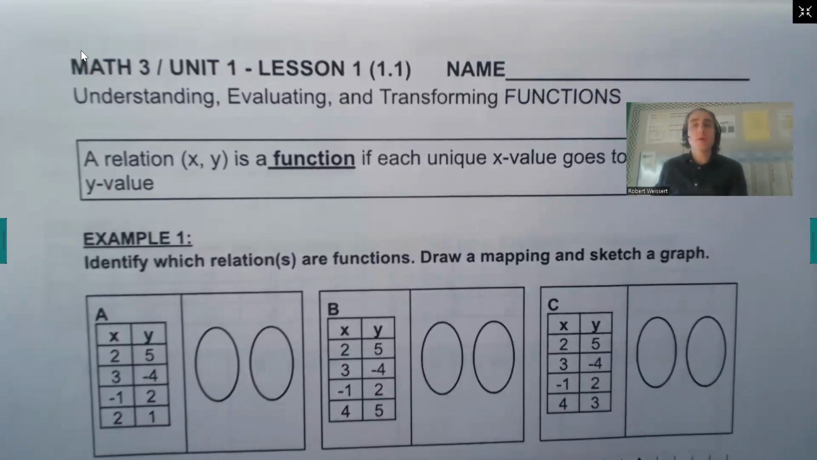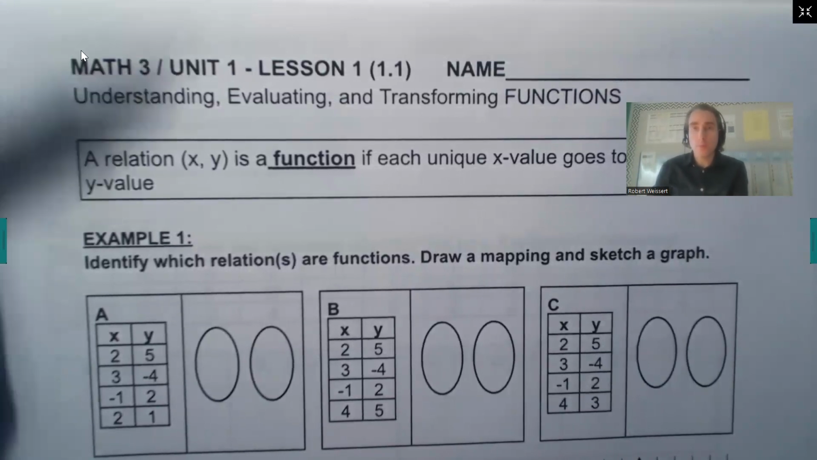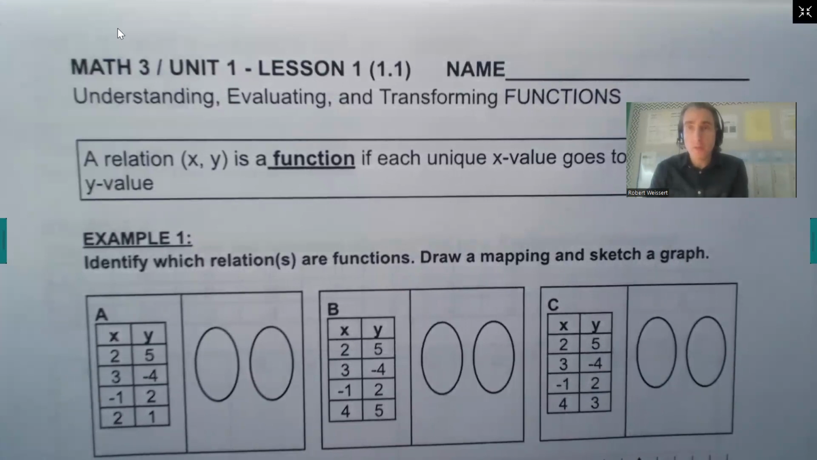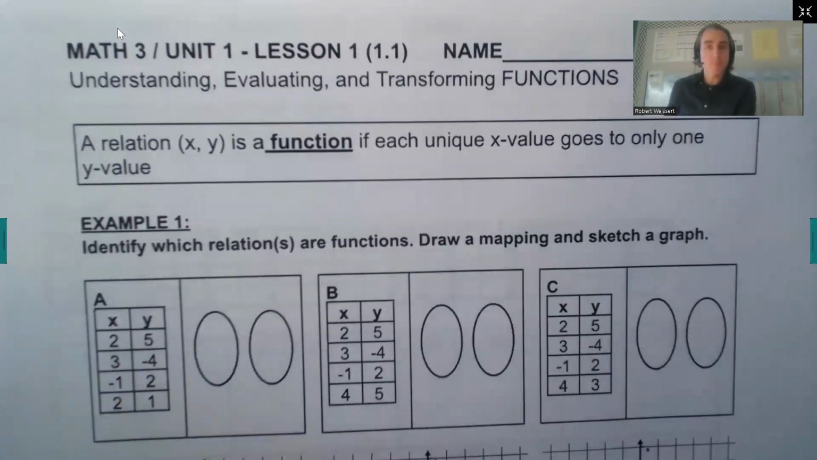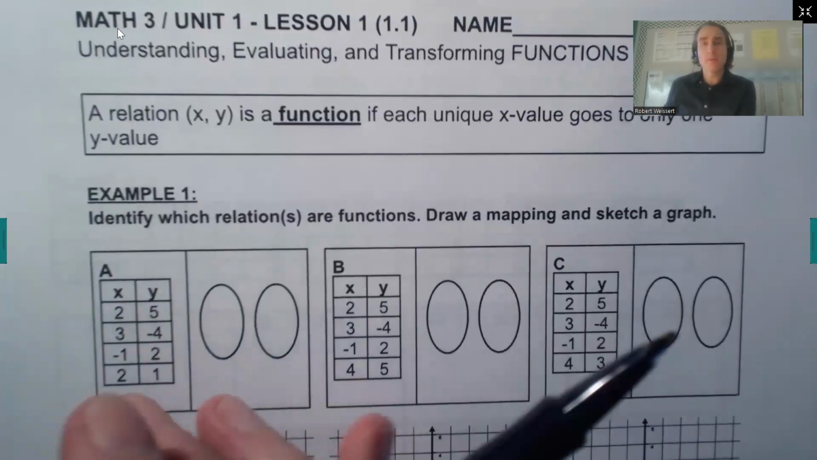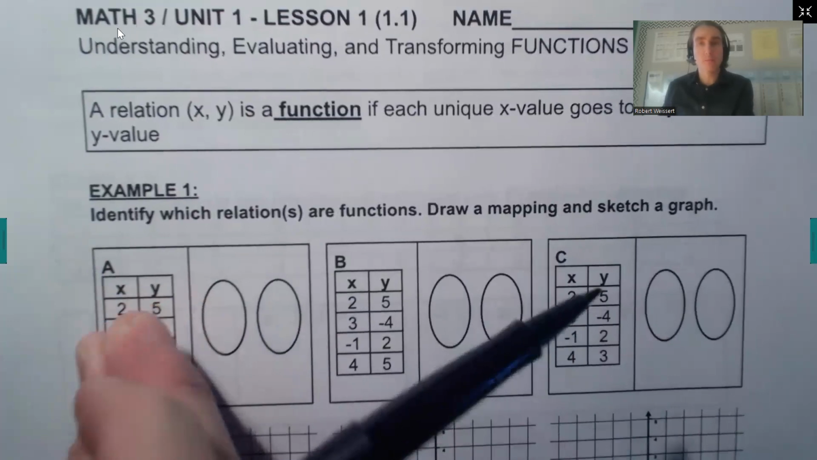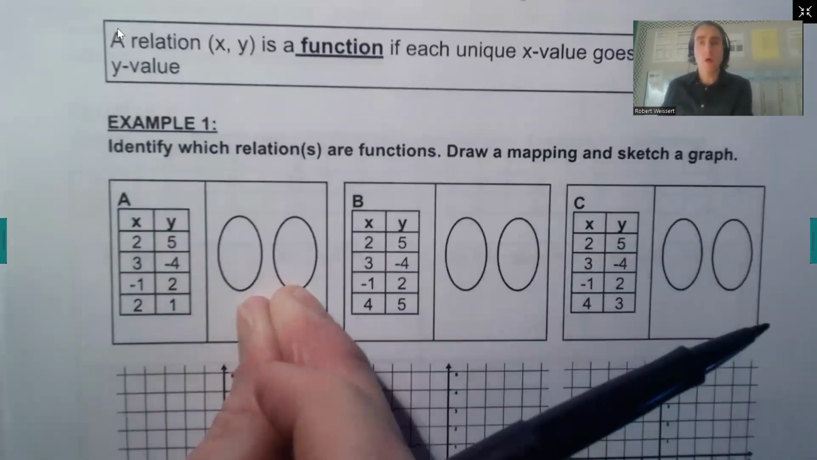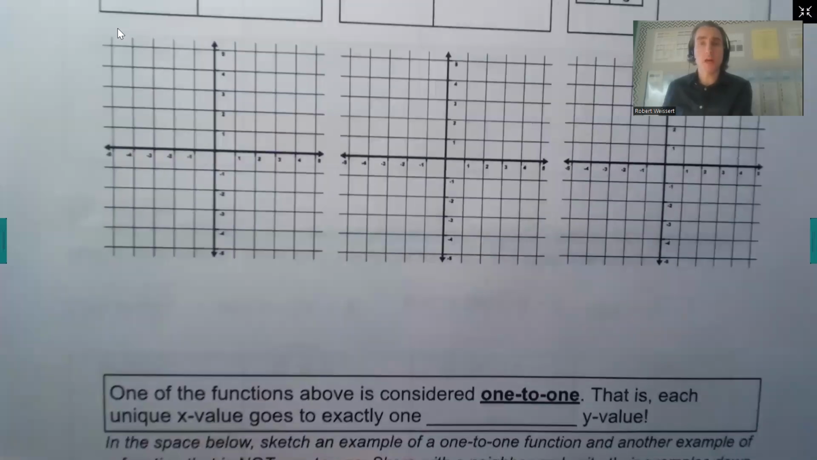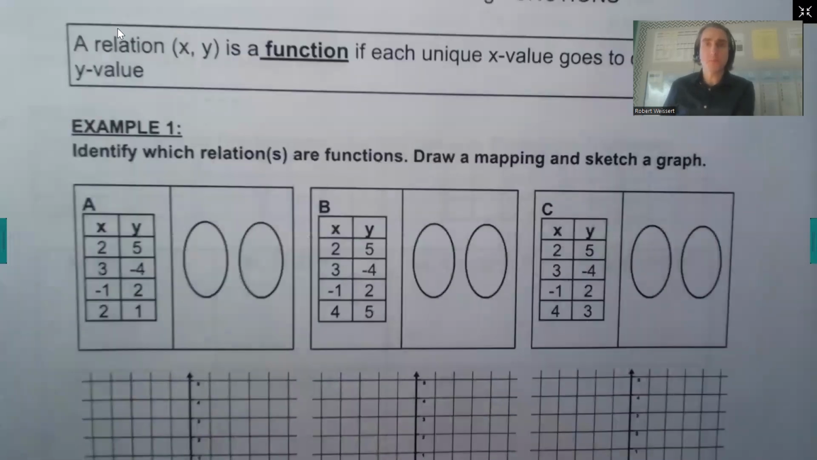We're going to be talking about understanding the basics of function notation, evaluating, and finally transforming functions in the coordinate plane. This first video is going to be talking about example one. We're going to be looking at how to map a function, determining if a relation, which is just a set of x and y values, makes a function, and then talking about what a one-to-one function is and how to recognize it. Let's get started.